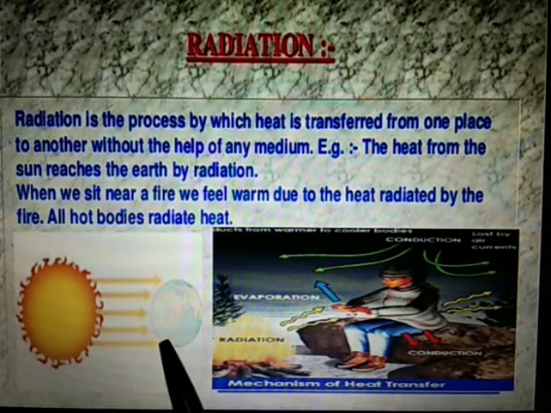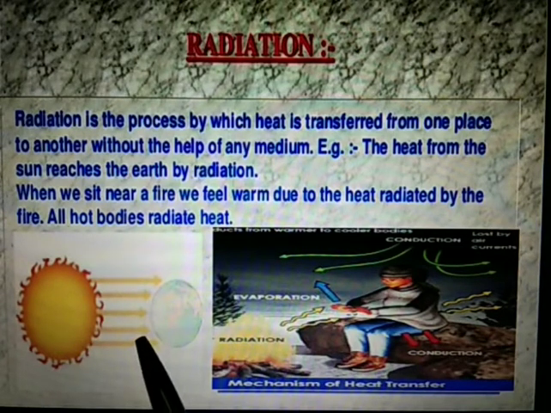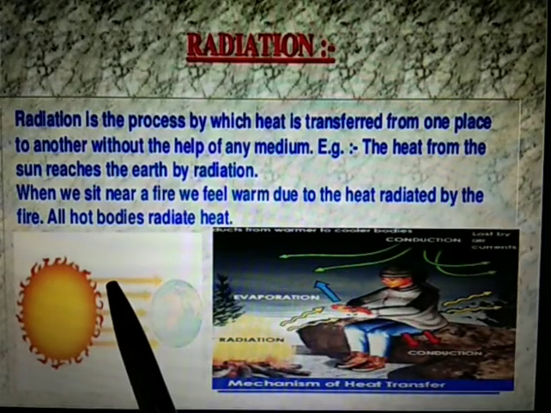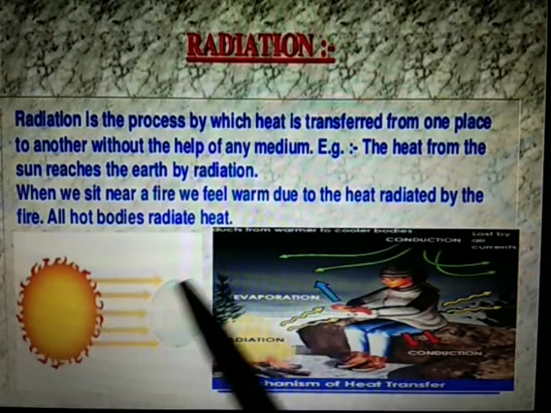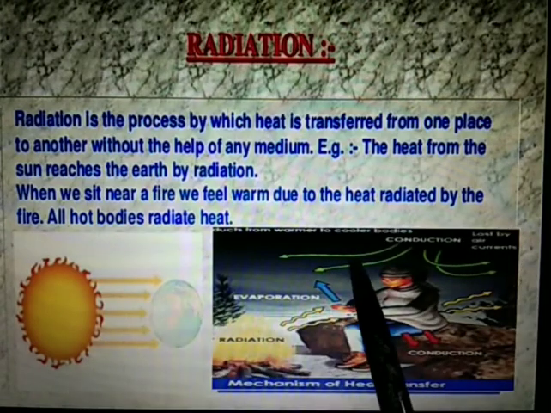That is why on a sunny day you take an umbrella with you, because sometimes it is very hot and it can even burn your skin, harm your skin also. Your skin gets affected. That's why you take the umbrella on a sunny day. That means direct radiation. No material medium: no liquids, no gases, no solids are there.